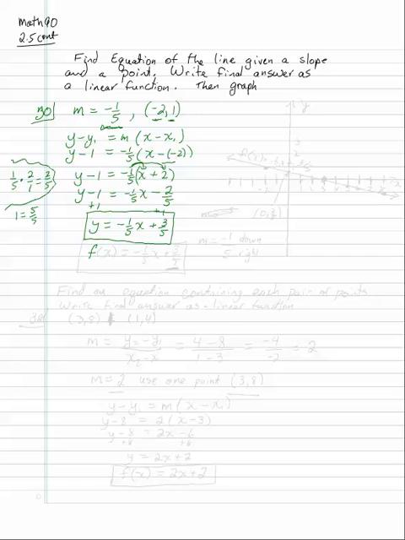Oh, I'm sorry, we want our linear function. So that was slope-intercept form. This is linear function: just change the y to f of x. And now to graph.